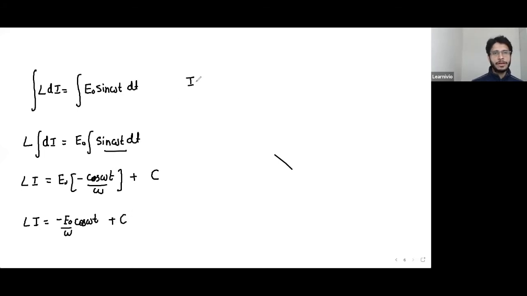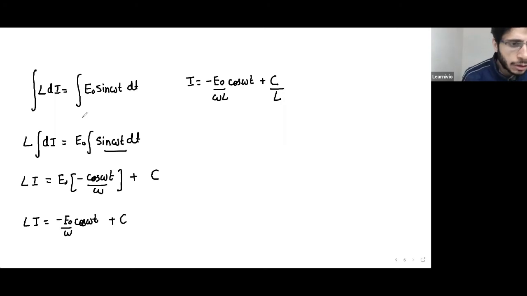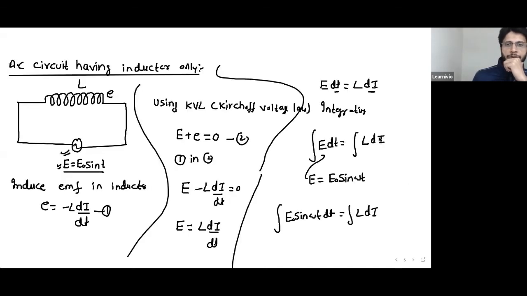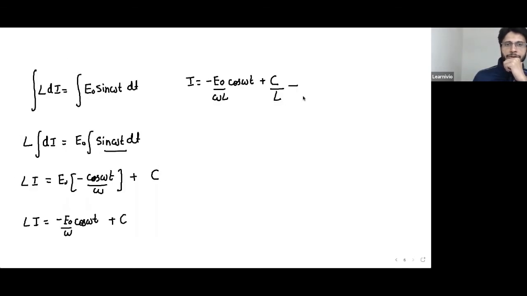So the equation of current is minus E naught by omega L, I'm dividing by L here, cos omega t, plus c by L. This c is a constant of integration. Whenever you do an indefinite integral, meaning integration without limits, limits are not given here, so in an indefinite integral you will get a constant c. We will later calculate what the value of c is. I call this equation number 3, as we did two equations, number 1 and number 2.